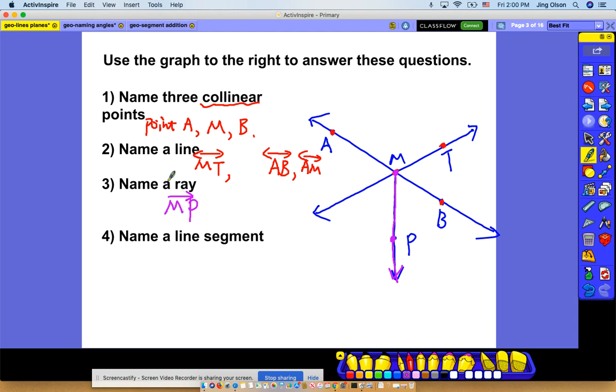Name a line segment. You can say, okay, there's no line segment. They're all rays or lines. No, every line segment is on the line. So you can say, okay, MB is a line segment. So this is a line segment. So MB is a line segment. How about MT? Yes, as long as you don't put arrows, that means it's a line segment. If you put arrows on MT, that's a line, right? Without the arrows, that means a line segment. You can say, can I do AM or MA? Yes, you can, right? That's a line segment. Just name one. Okay, we named 3 of them.